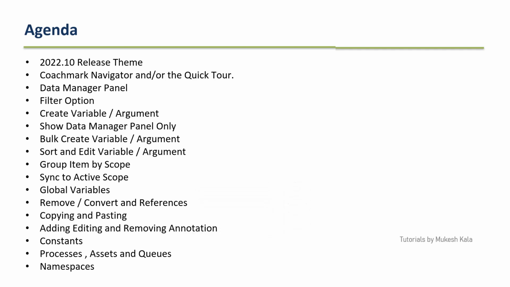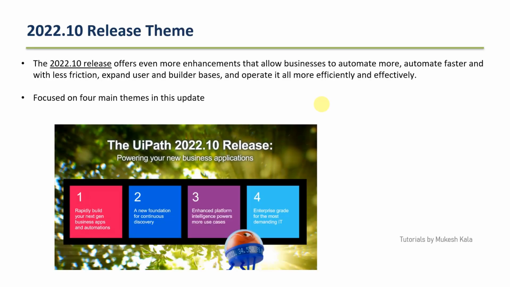Having said that, let's get started with the first topic, which is the release theme for 2022.10. So this release is focusing on 4 major areas. The first one being rapidly build your next generation business apps and automation. The second one being a new foundation for continuous discovery. The third one, enhanced platform intelligence to power more use cases, and the fourth one being enterprise grade for the most demanding IT. This is the overall theme.